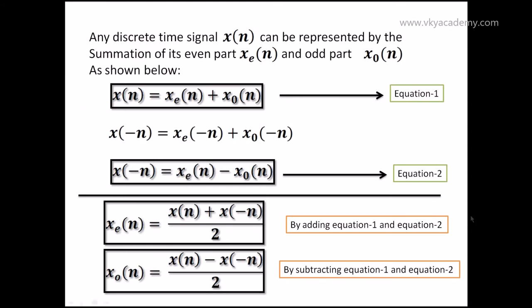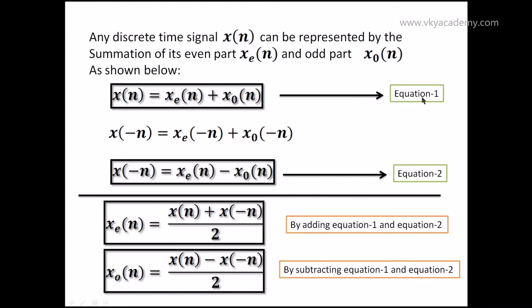So as we discussed already, what are even signals and what are odd signals, and we have also seen a few examples. In this particular slide, we will see if a particular signal is given, then how to dissociate that signal into its even and odd parts. Okay, so let us see. Any discrete time signal x of n can be represented by the summation of its even part x even n and odd part x odd n as shown below.